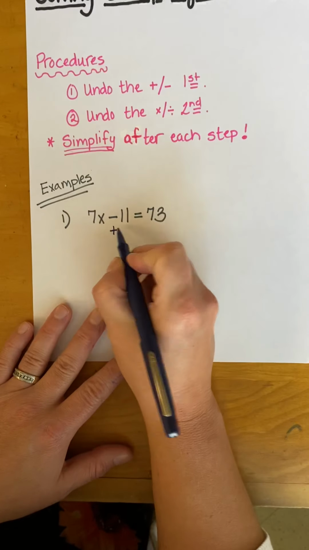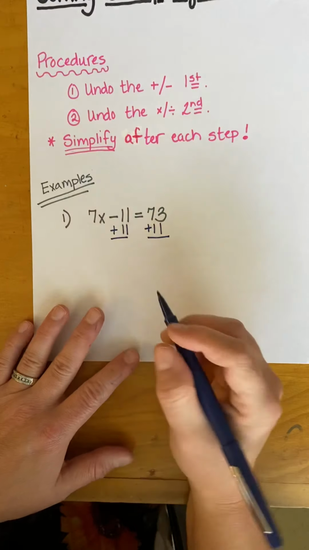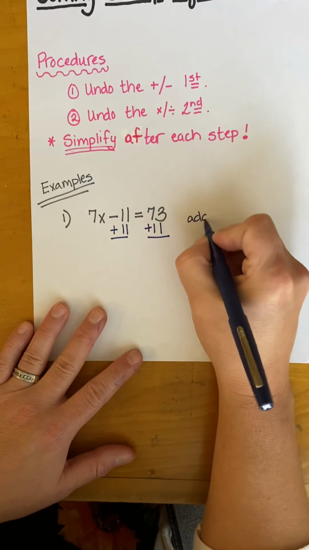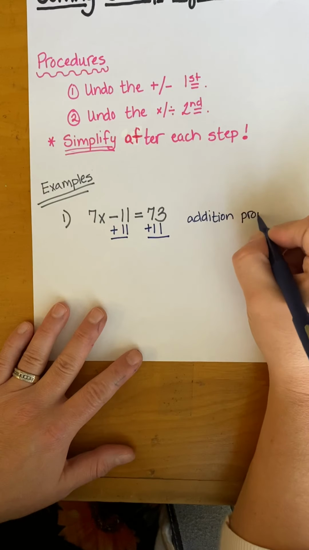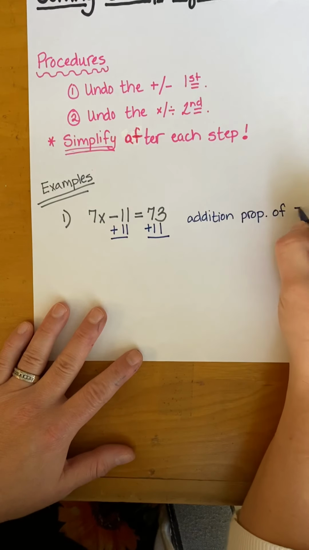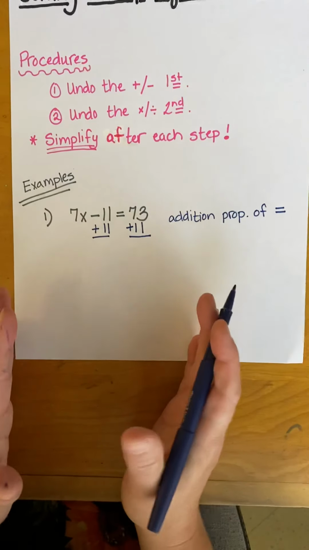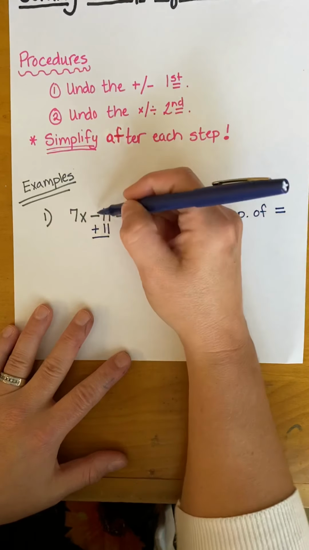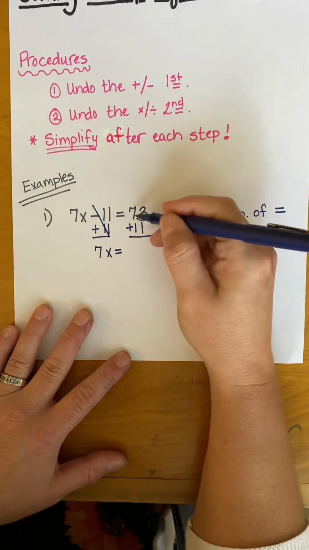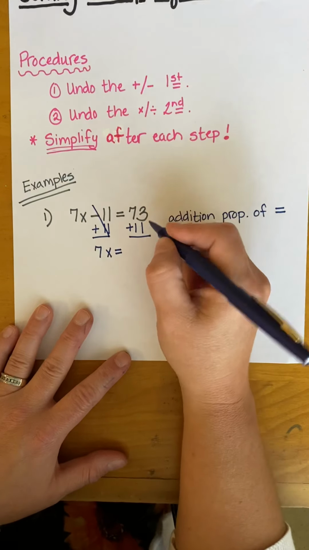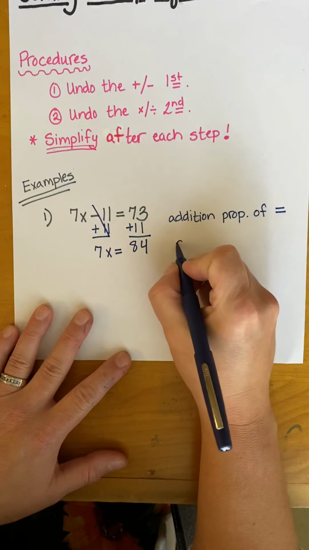to add 11. So when you add something to both sides of an equation, you're using the addition property of equality. I'm going to abbreviate property of, and I'm actually going to do an equal sign for equality. Hope you don't mind. All right, and now we're going to simplify. So negative 11 and plus 11 are going to cancel out, and I'm left with 7x. And then 73 plus 11 will be 84. So that time, all we did was simplify.